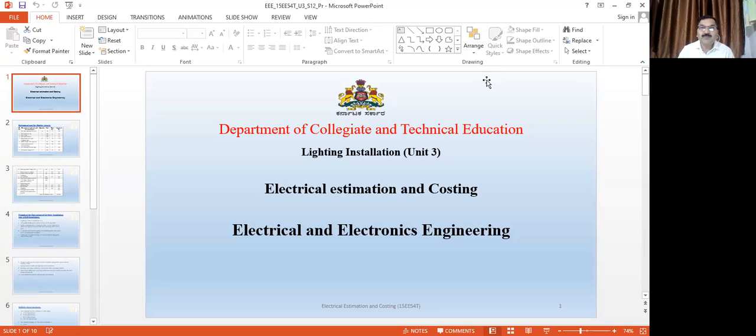In the previous class, we calculated the length of pipe required for the heating circuit and the length of cable required for the heating circuit. So now in this class, we have to estimate with cost. So let us go to the next slide.